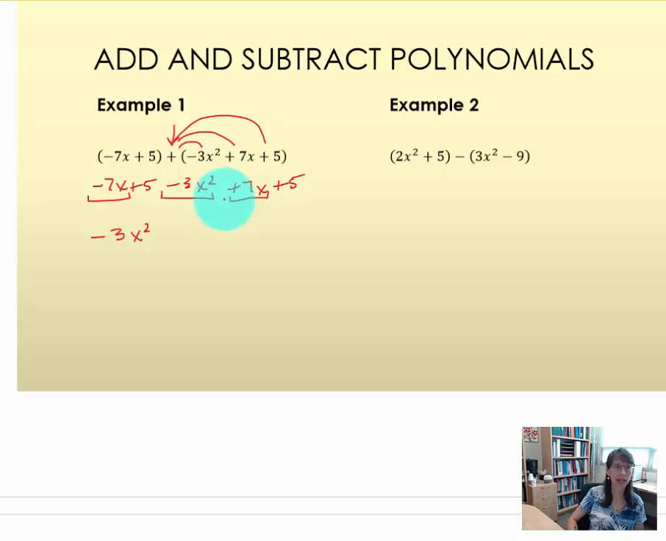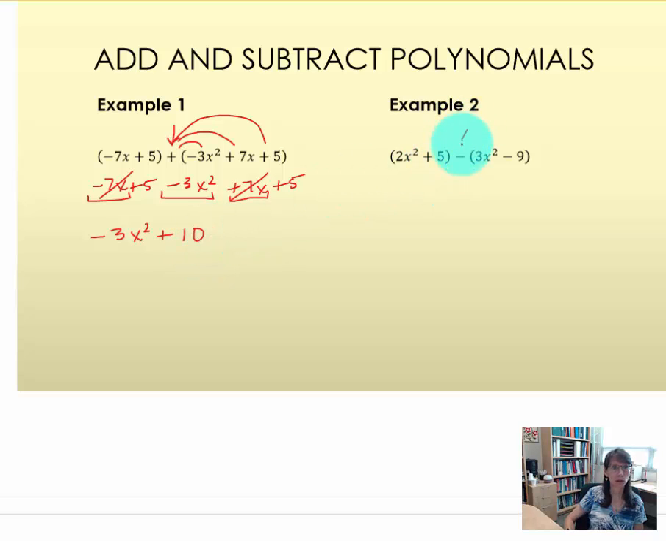Well, negative 7 added to 7 is 0, so I don't have any first degree term remaining. That leaves positive 5 plus 5, that would make plus 10. And there we have added our polynomials. Notice the final answer is written from the highest powered term to the lowest.